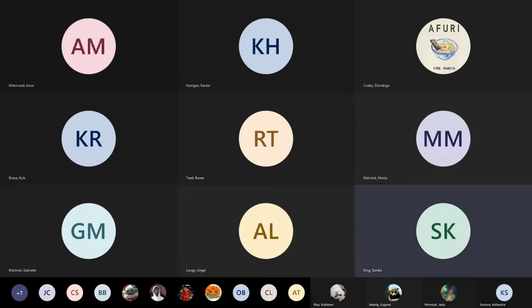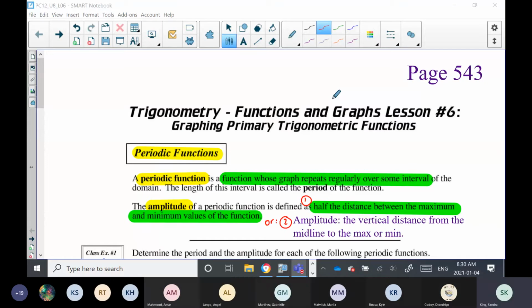Okay, so what we're going to be working through is lesson 6 on page 543, and this is the first lesson that gets into the graphing of trig functions. So when it says that we're going to be graphing the primary trig functions, remember that there were 3 primary trig functions. They were sine, cosine, and tangent.